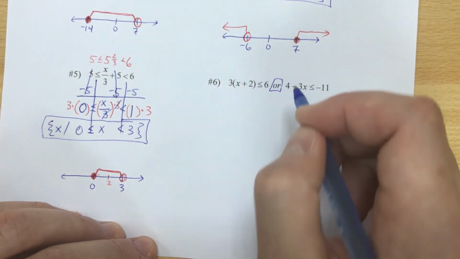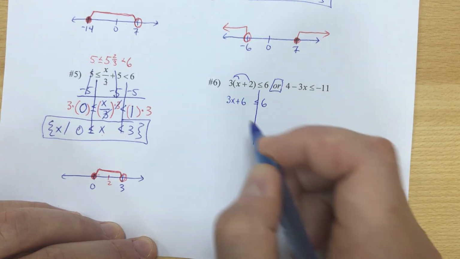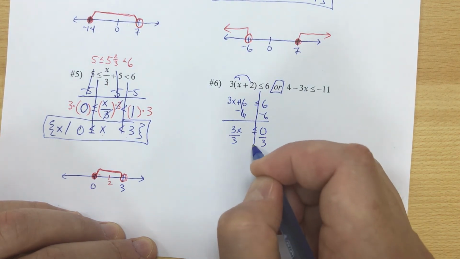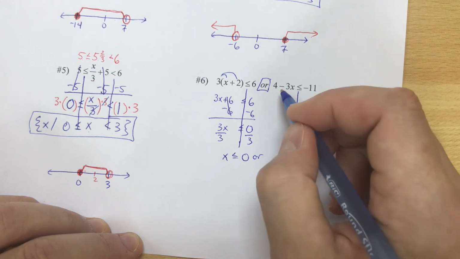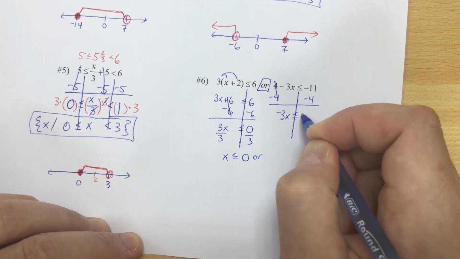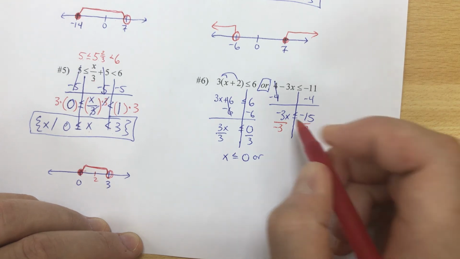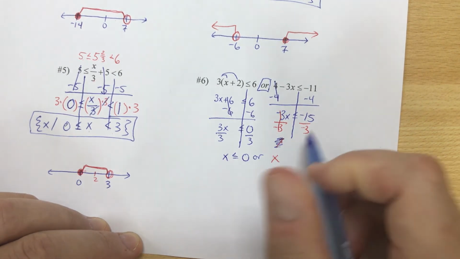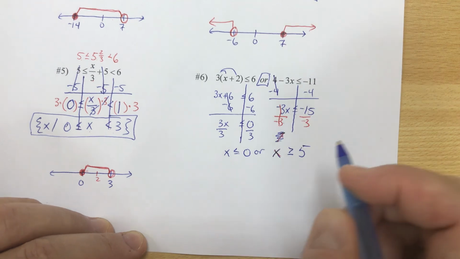Last one. Number 6 is an OR problem. First thing we'll do is distribute here. So 3x plus 6 less than or equal to 6. Move the constant by subtracting. Divide by 3. Now 0 divided by anything is 0. Or we'll go minus 4. We'll move the constant. Now that leaves, be careful, that's negative 3x less than or equal to negative 15. To undo multiplication, we will divide by negative 3, but when you divide by a negative, you get 1x, but I have to switch the symbol, greater than or equal to positive 5.